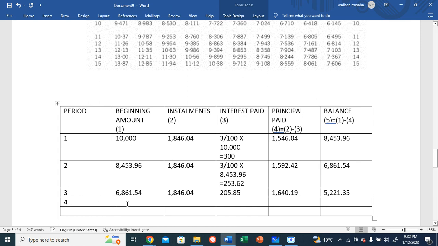Right. Final payment for year two. So let's put your beginning balance, 5,221.35. All right, so we're going to get 3%, sorry, not 30%, 3% of 5,221.35. We're going to get 156.64.